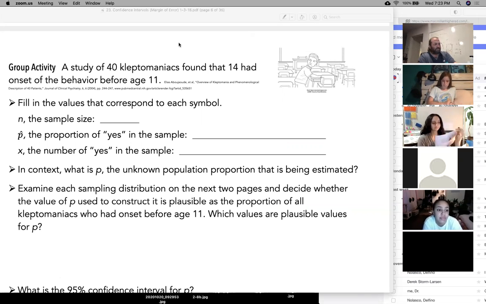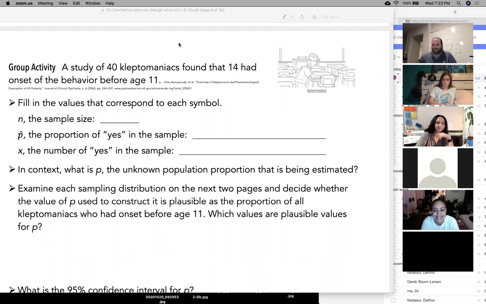What behavior is that exactly? I have no idea. Do you know what a kleptomaniac is? Uncontrollably stealing. People who uncontrollably steal. I think a kleptomaniac is fun. I mean, horrible.